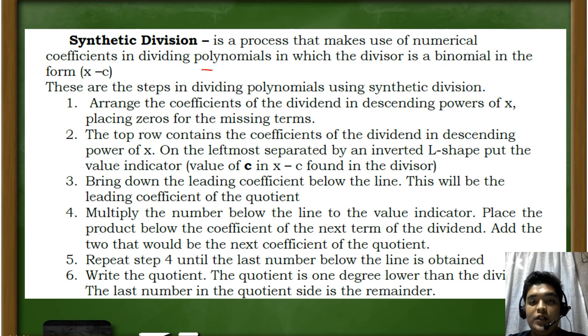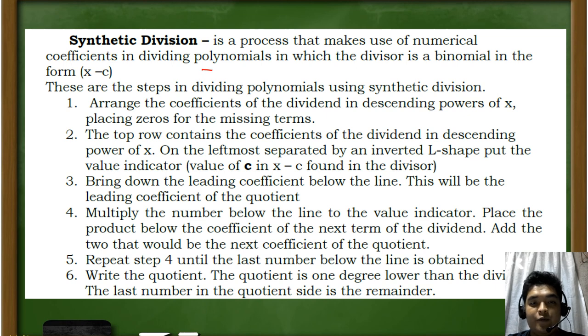Step 1, arrange the coefficients of the dividend in descending powers of x, placing zeros for the missing terms. Next, the top row contains the coefficients of the dividend in descending power of x. On the leftmost, separated by an inverted L shape, put the value indicator. Third, bring down the leading coefficient below the line, and this will be the leading coefficient of the quotient. Multiply the number below the line by the value indicator, and place the product below the coefficient of the next term of the dividend. Add the two, and that would be the next coefficient of the quotient.